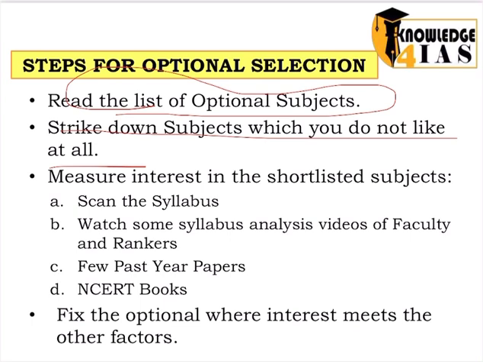After striking down the subjects, you will feel that you are now left with say 6 to 7 optional papers. Now what you should do next is scan the syllabus of all the shortlisted subjects. When you scan the syllabus, you will get a vague idea of the subject in which you are feeling more comfortable. So there will be a second round of shortlisting, and now you will be left with 3 to 4 papers in your hand.